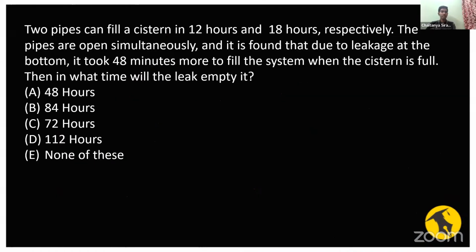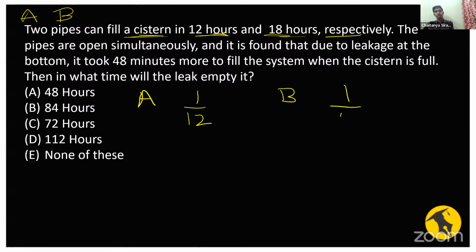Two pipes can fill a cistern. Cistern, as I said, is a container of fluid or a liquid. Two pipes can fill it in 12 hours and 18 hours respectively. So let's say it's pipe A and B. A's efficiency would be 1 by 12 and B's efficiency would be 1 by 18.